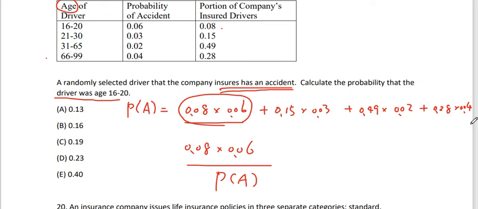In some textbooks, we use this as a Bernoulli formula. We want to find this: something already happened, then we find what is the chance it is from this part.